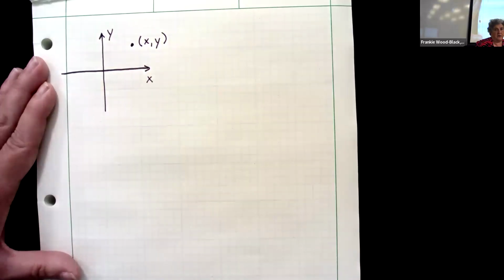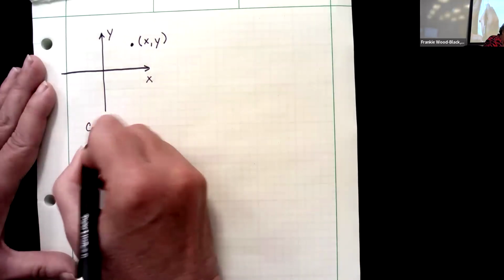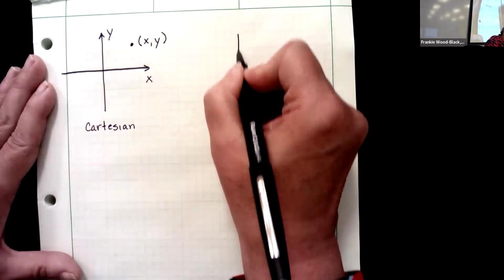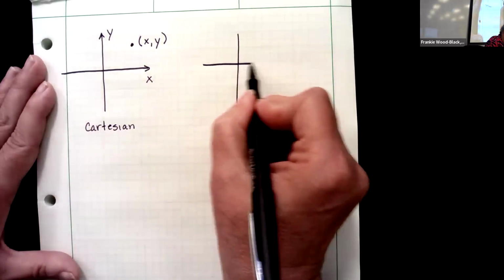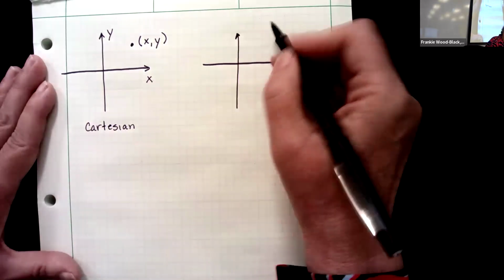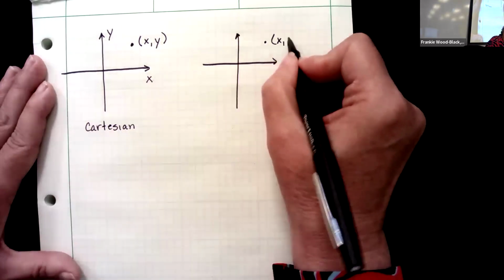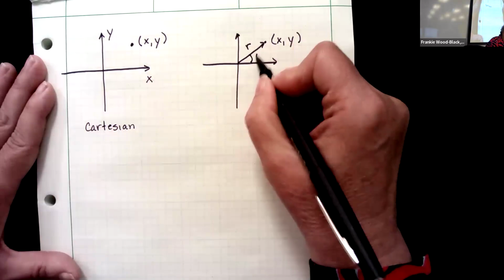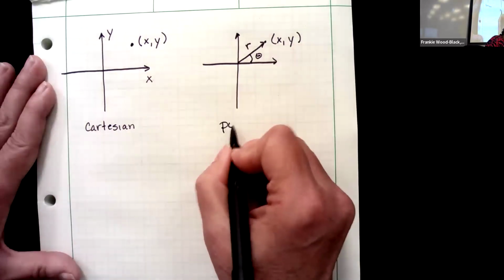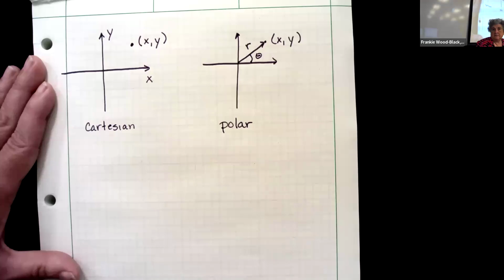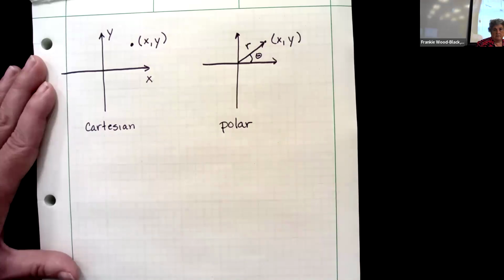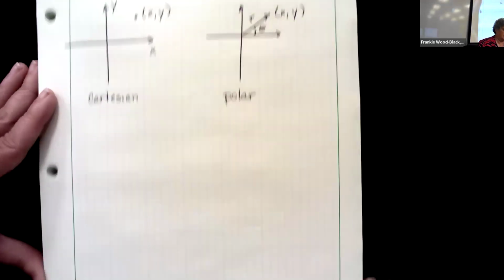Well, I can also locate that point in space. This is a Cartesian system. I can also locate that same point in space, my X, Y point in space, by an R theta, and we call this polar coordinates. So I can convert back between Cartesian coordinates and polar coordinates. So I can locate that same point a couple of different ways.